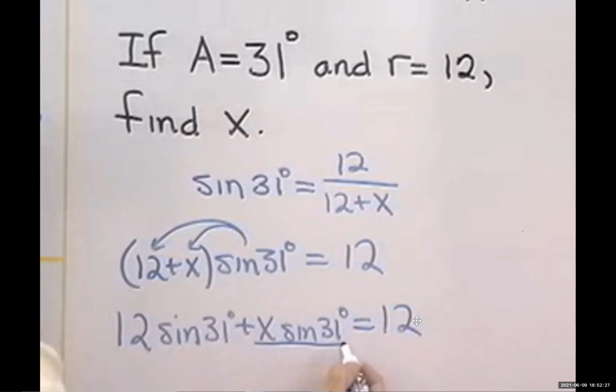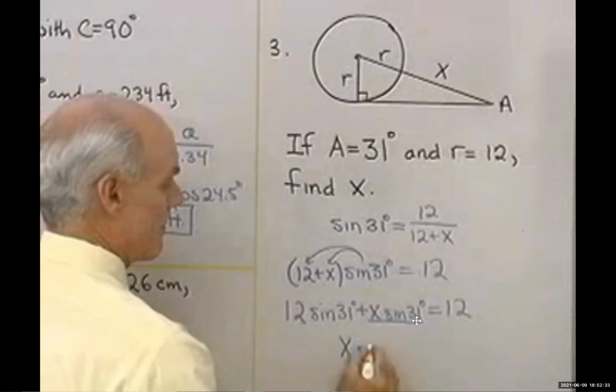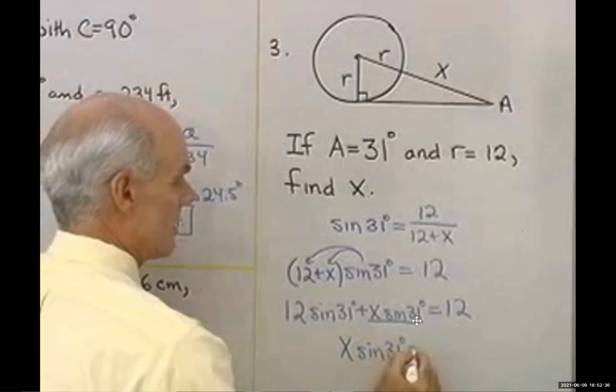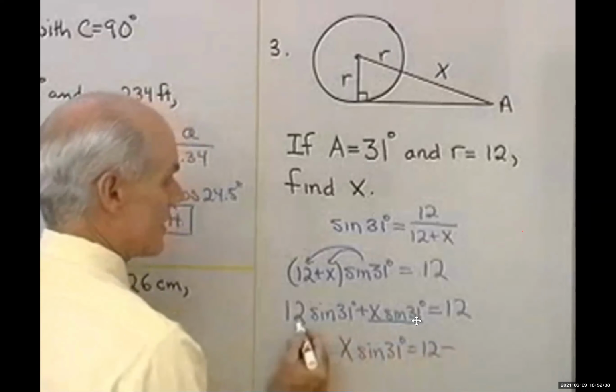Now here's my only term with X in it, so I'm going to leave that on this side. I'll subtract this from both sides. X sine 31 degrees is equal to 12. Subtract 12 sine 31.